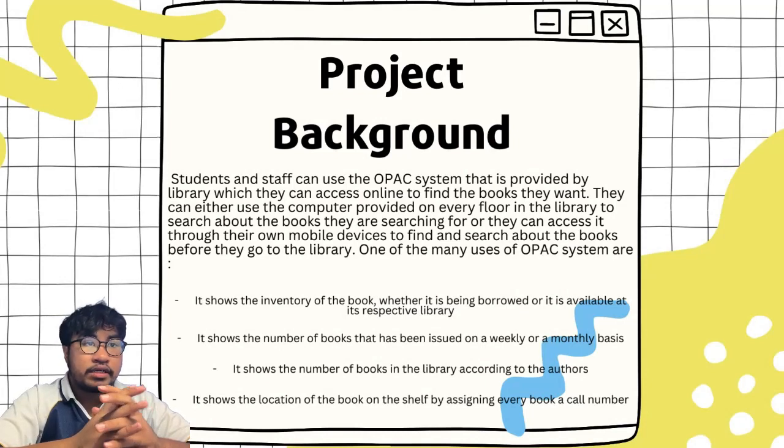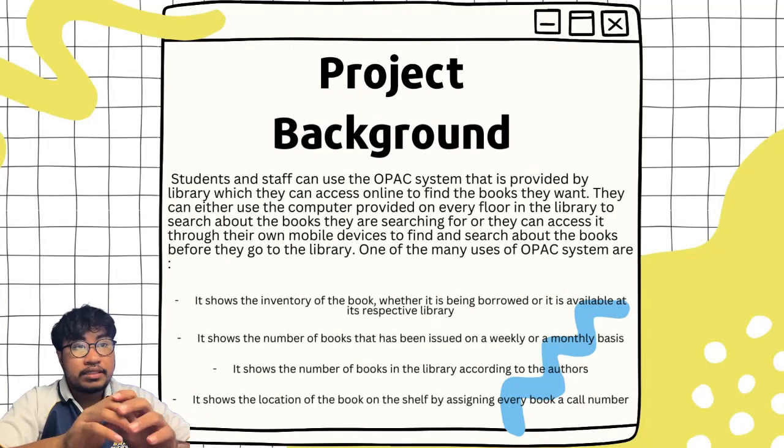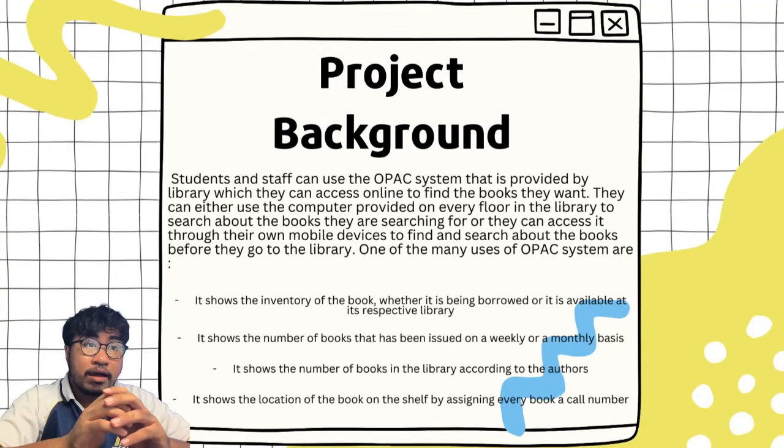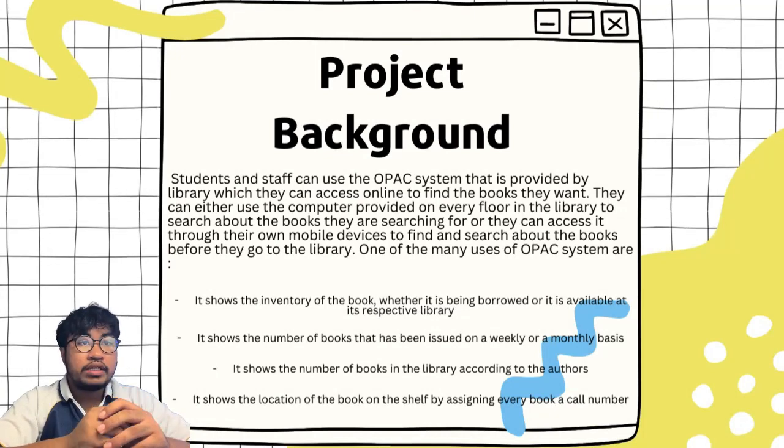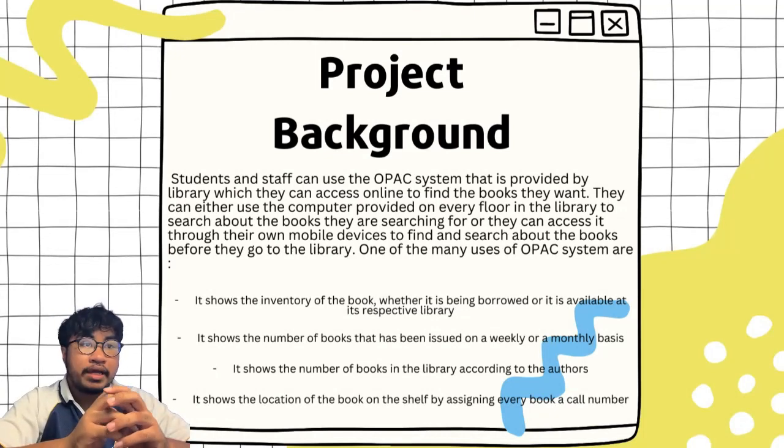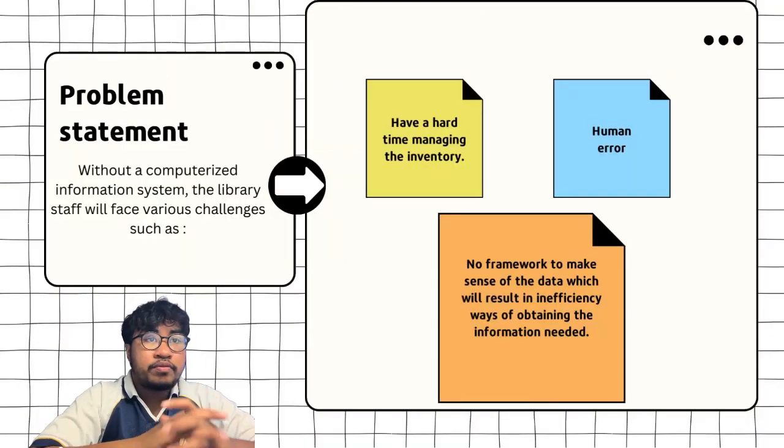Second, it shows the number of books that have been issued on a weekly or monthly basis. Third, it shows the number of books in the library according to the author. And lastly, it shows the location of the book on the shelf by assigning every book a call number. So next, we're going to talk about the problem statement.